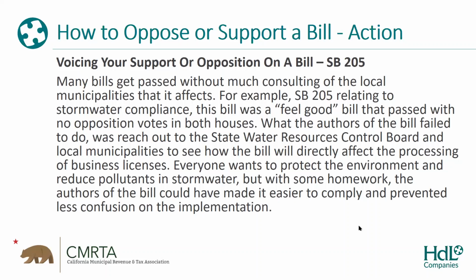So what the authors should have done was reach out to the State Stormwater Resources Board and local municipalities to see how the bill would be directly affecting licenses. Why is it business licenses? It makes no sense. It should be done through public works. It should be done through a permit or something on that end. The state, like I said, has no idea how we operate at the local level. So if we had opposition against this bill, we might have been able to catch some of these things and have a little less confusion on the implementation part of it.